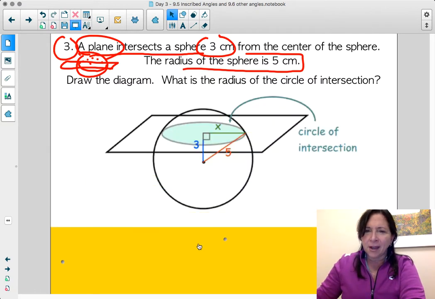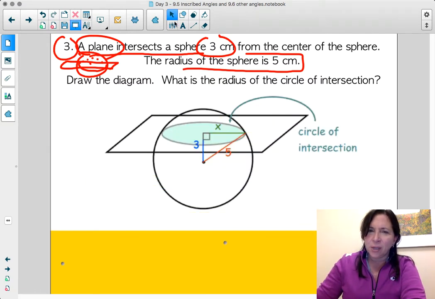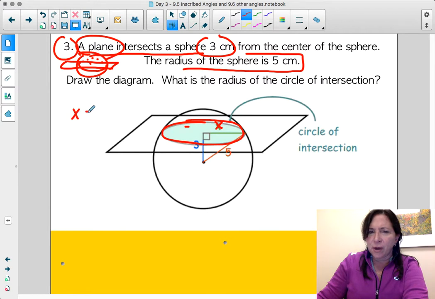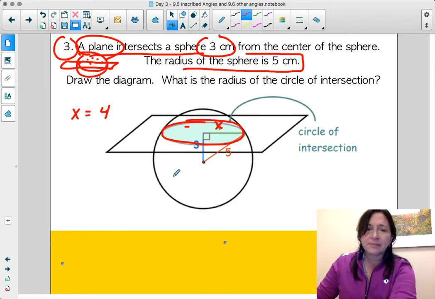You probably got something like this. And what you're trying to do is find the radius of the circle that intersects that. See how it's sliced like that, a circle? I want that radius. So we know that that's a 3, 4, 5 triangle. So x is equal to 4 centimeters.